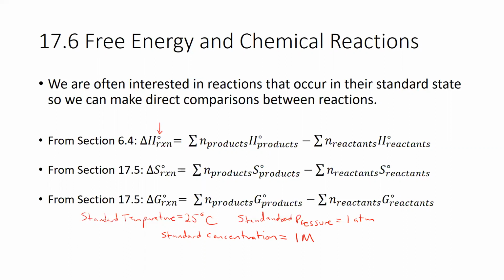But if we do compare chemical reactions that are in their standard state, we can calculate the enthalpy of the reaction like we did back in chapter 6. We can calculate the entropy of a reaction like we did just in this last section. And you can also calculate the delta G in the same way, assuming your table gives you the delta Gs. So you can calculate any of these 3 thermodynamic functions by subtracting the enthalpy of the reactants from the enthalpy of the products, or the entropy of the reactants from the entropy of the products, or the free energy of the reactants from the free energy of the products.